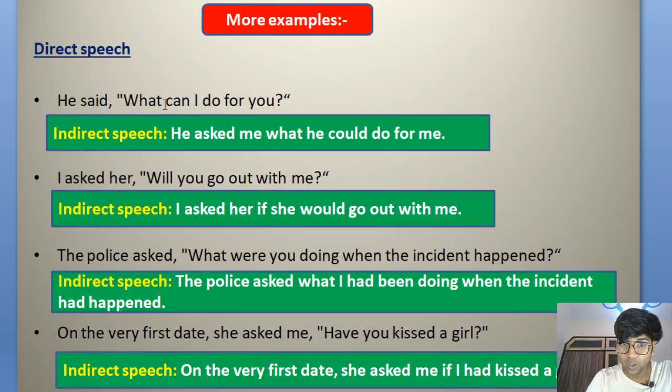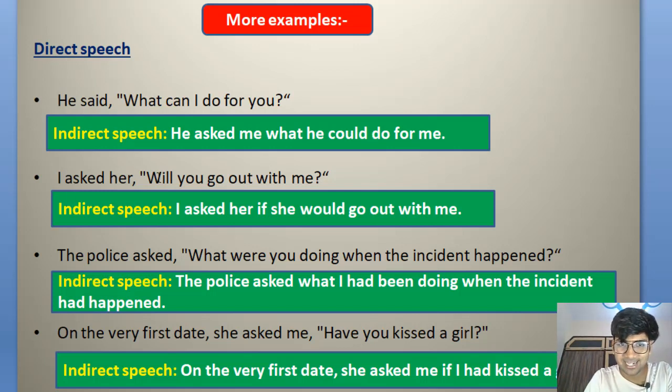Number 1. He said, what can I do for you? He asked. As I told you, the reporting verb has to be ask or inquire. He asked or inquired. He asked me, what can I do for you? What? He. What is the subject? He. I is referring to this pronoun he. What he could do for you. Who is you? That is me. Okay. He asked me what he could do for me. Can is changed into could, do for you is do for me. It's not a question anymore.